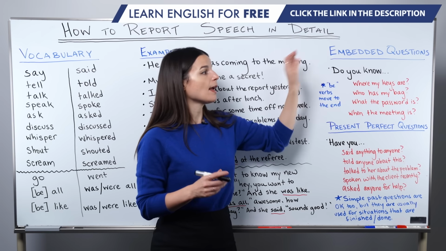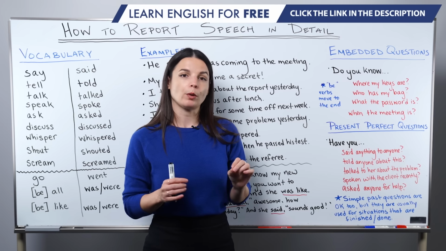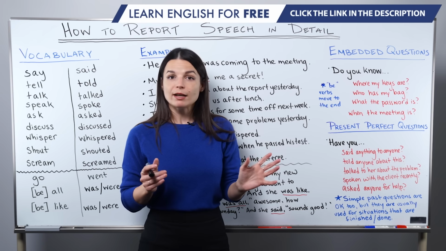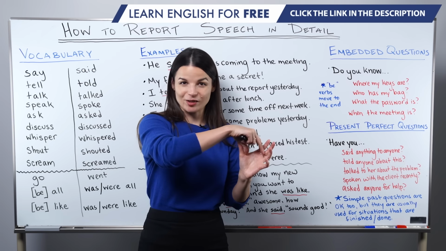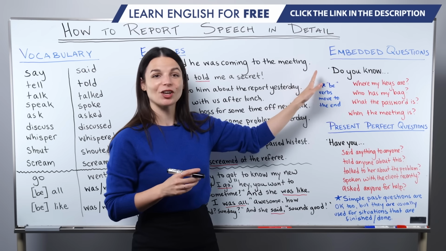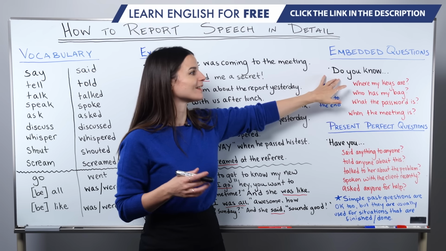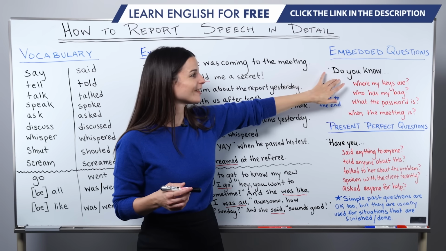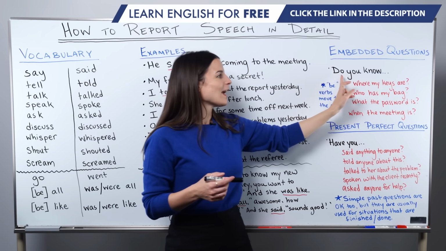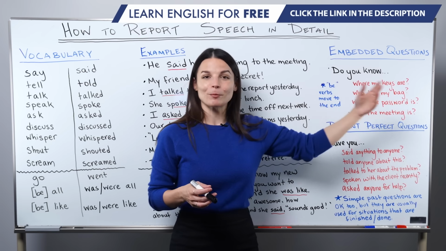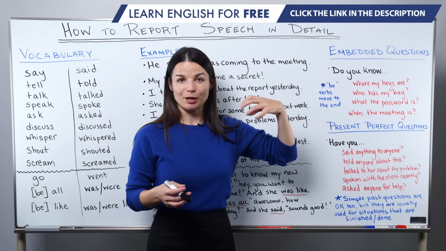The first point is embedded questions. What is an embedded question? An embedded question is a question inside another question. Here's a really good example of a very common type of embedded question. It's the "do you know" question. Do you know? We ask "do you know" plus something when we need information from another person.